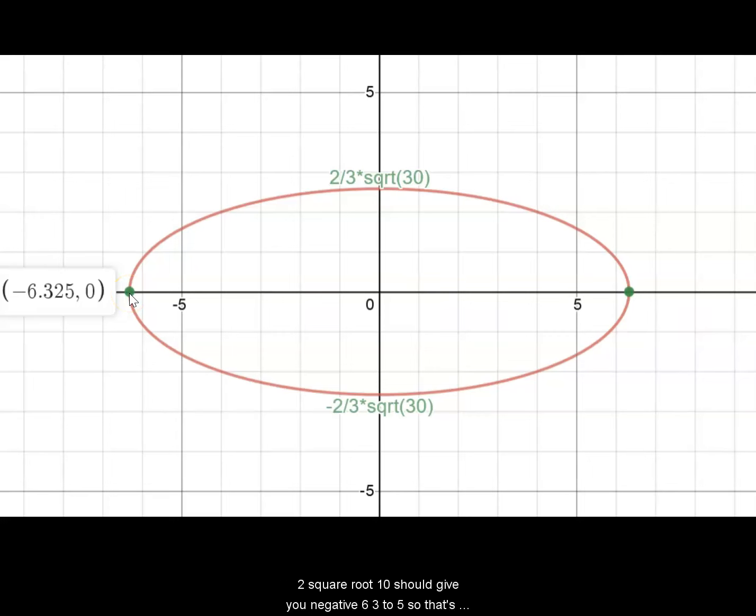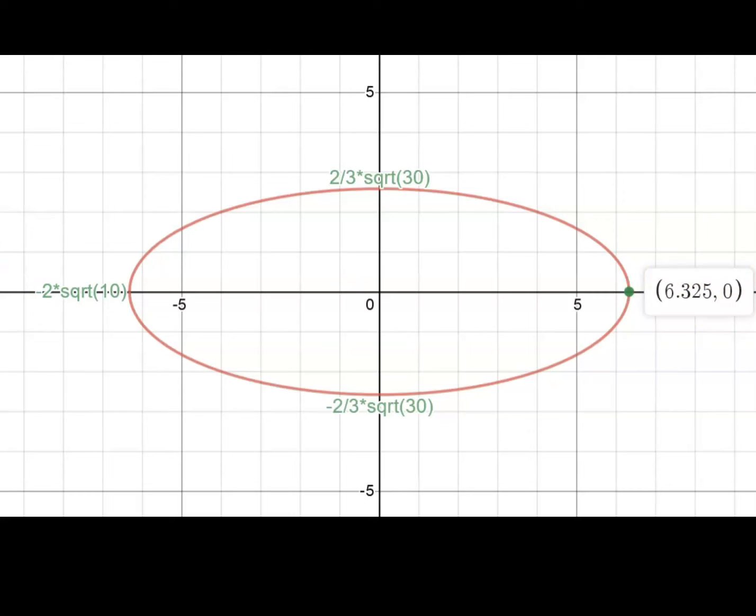2 square root 10 should give you 6.325. Okay, so that's the length here for both of these axes. From 0 to here, that's the length along the major axes. Let's take this one off and label that. This is the positive form of that length. We can check this when we look at the next matrix.